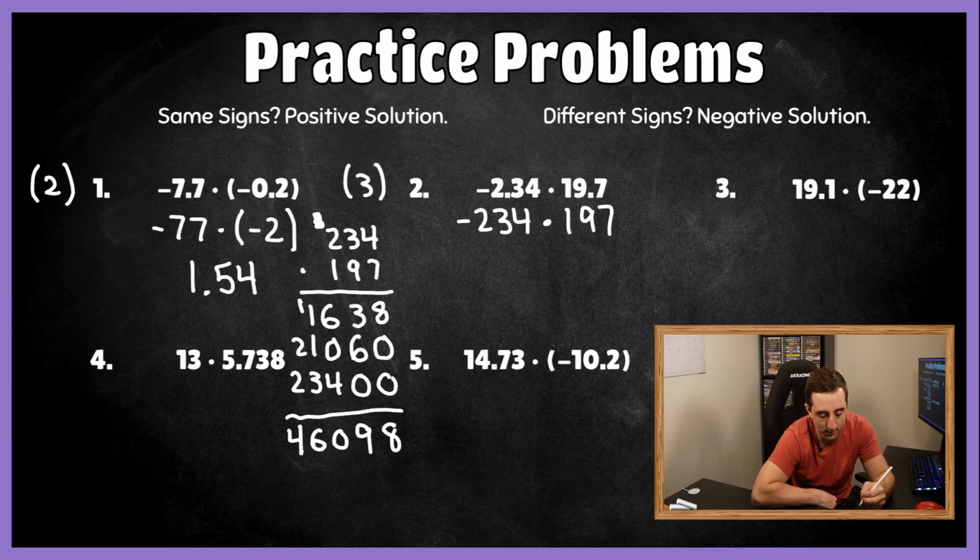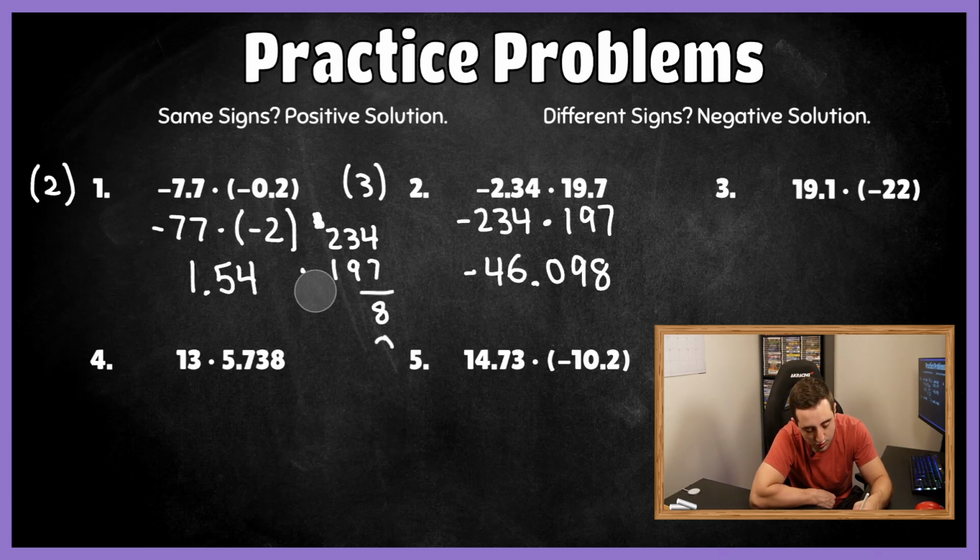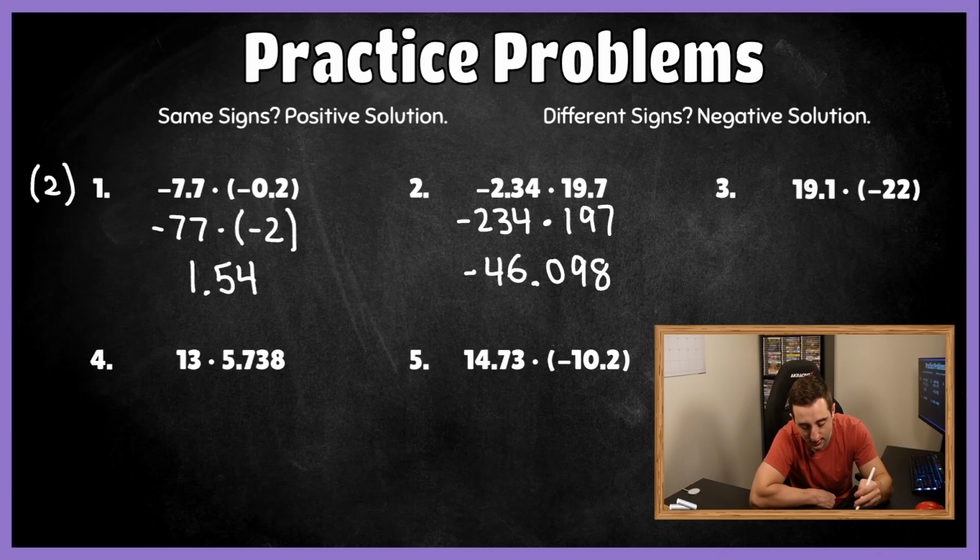And then there's 3 numbers behind the decimal point. So we are going to get 46 and 98 thousandths. We just want to make sure it's negative because it was different signs. So negative solution for number 2. And now we can go ahead and take a look at number 3.